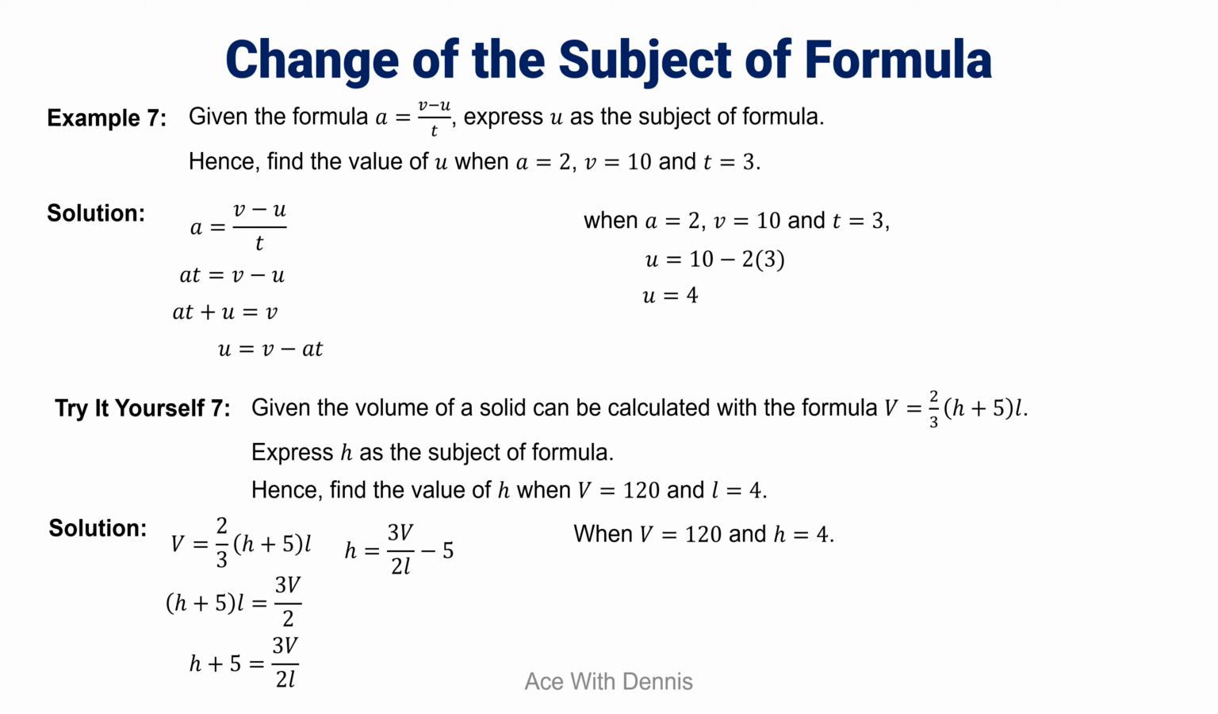Next, when v equals 120 and l equals 4, just substitute these values into the equation. So h equals 3 times 120 divided by 2 times 4, then minus 5. Then calculate the value of h will be 40.